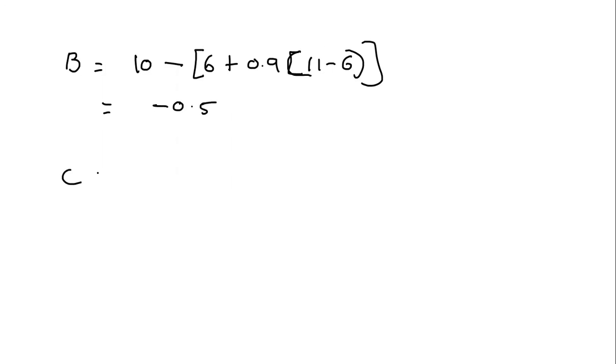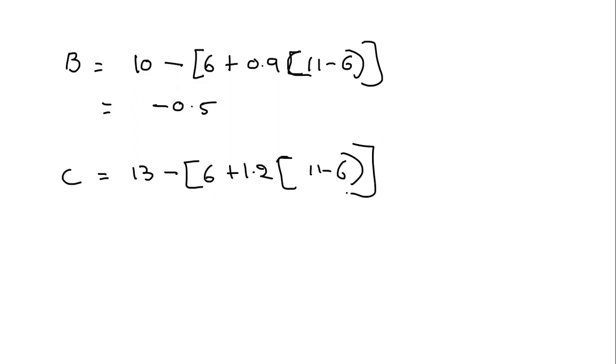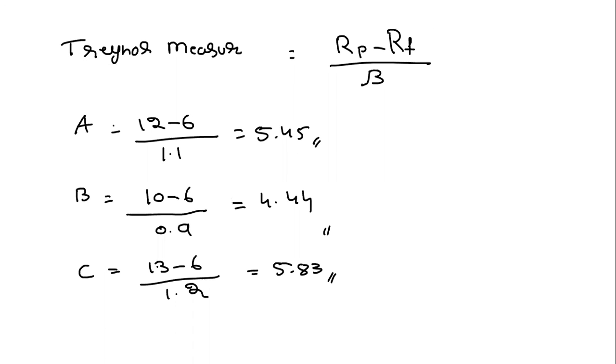And for C, if you put fund C, that is 13 minus 6 plus 1.2 is the beta, and this remains the same, that is 11 minus 6. So we get the value 1.0. And for market, by definition it will be 0. So this is how we calculated the measures.